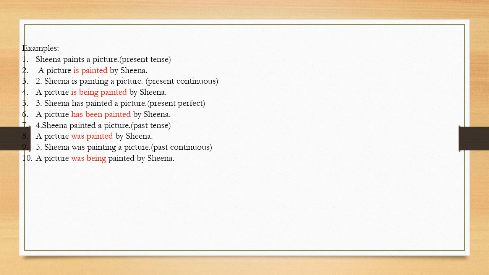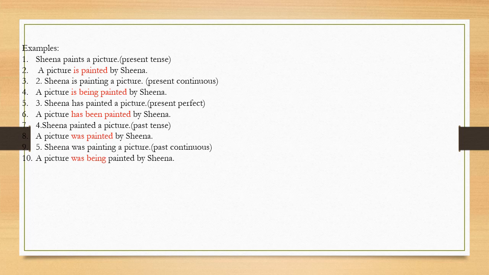The sentence is in present tense, so I am using "is painted." Second sentence: Sheena is painting a picture. "Is painting" is in which tense? Present continuous tense. Now divide the sentence into subject: Sheena. Verb: is painting. Object: a picture.